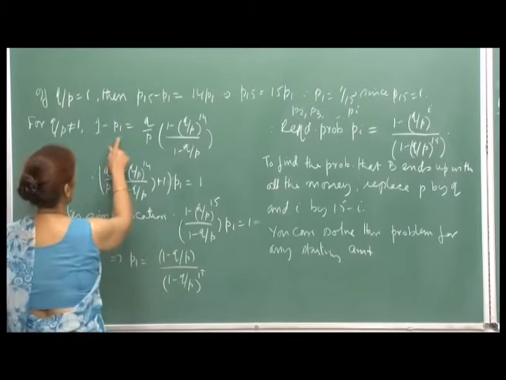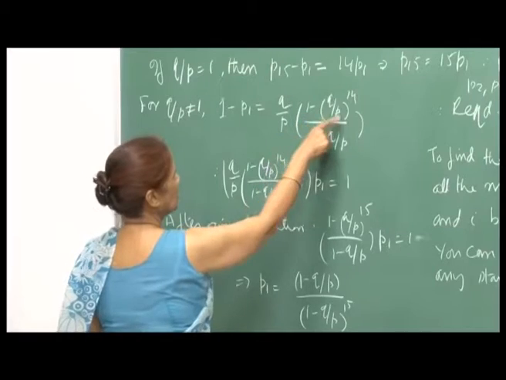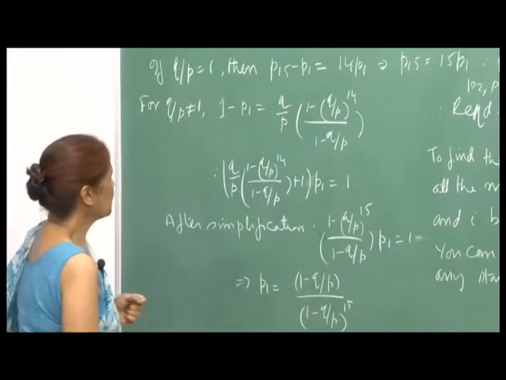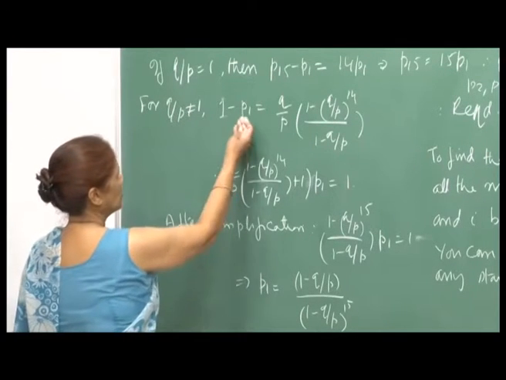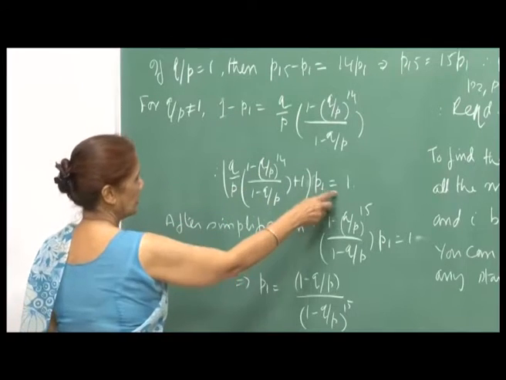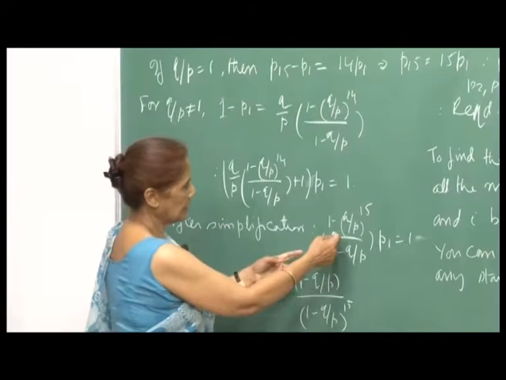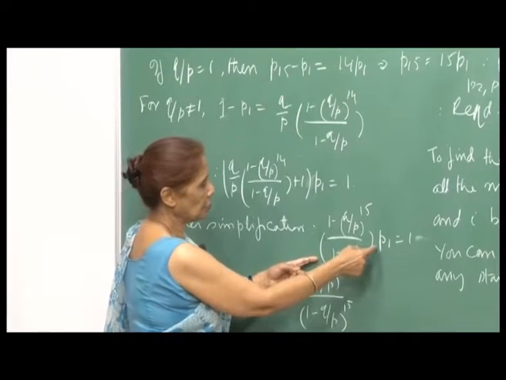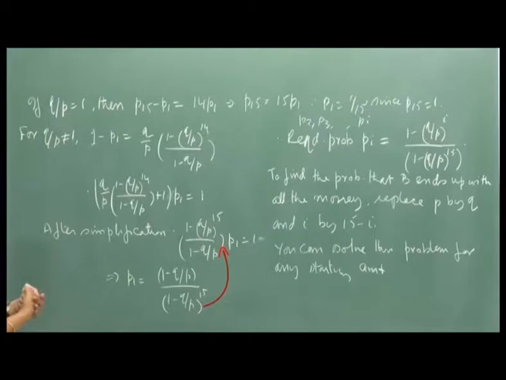So, we consider the case when q by p is not 1. In that case, what we got from the last slide is 1 minus P_1 is q by p, 1 minus q by p raised to 14 upon 1 minus q by p, using the geometric progression series sum. And so, if you take P_1 to this side, then you get this, and now you just simplify, and after simplification you will get that 1 minus q by p raised to 15 upon 1 minus q by p into P_1 is 1. So, P_1 is 1 minus q by p upon 1 minus q by p raised to 15, right.